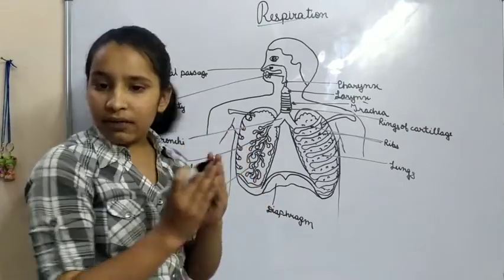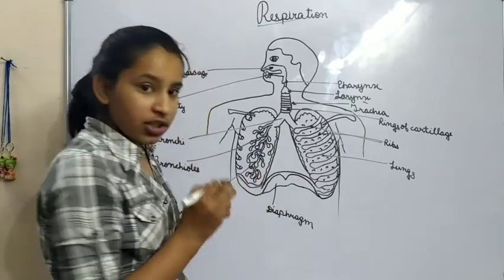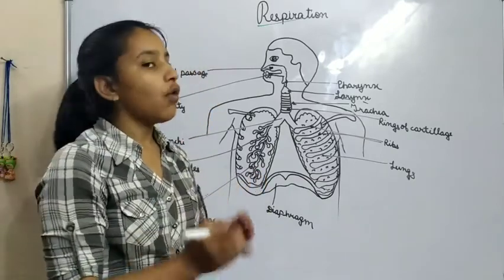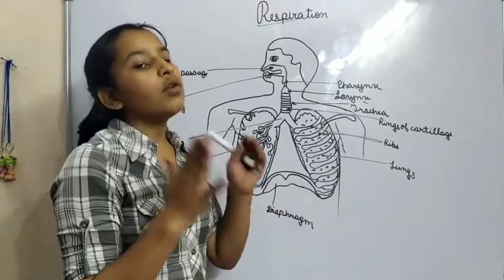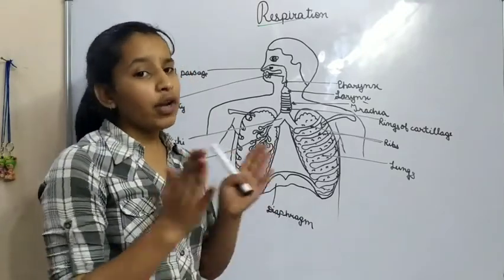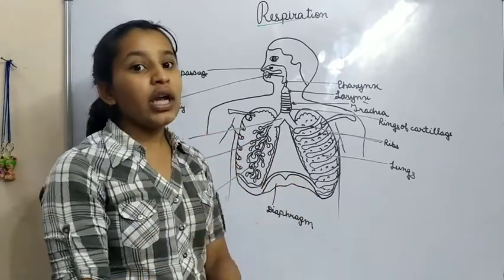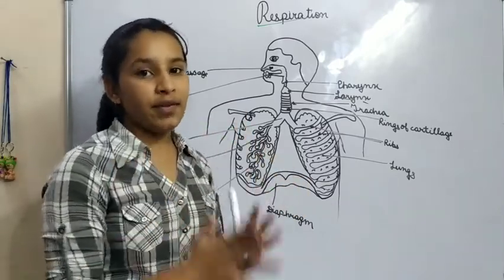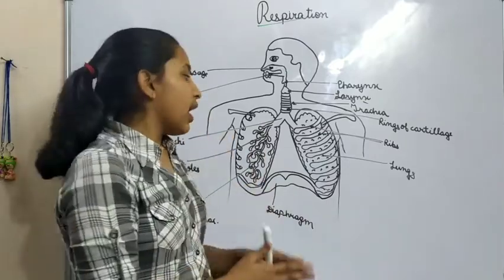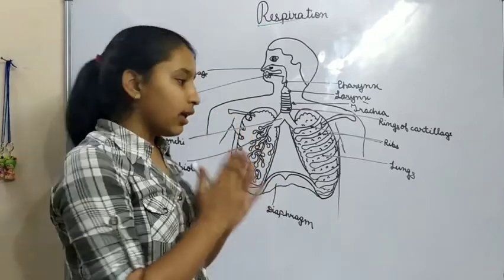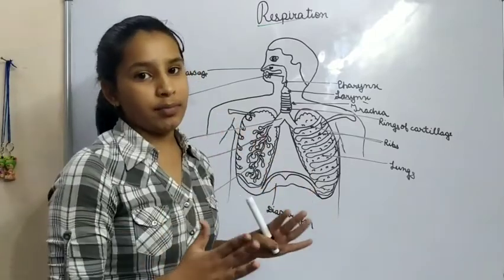And at last there will be a balloon-like structure, which is called as alveoli. Now we will see what are the function of alveoli. So alveoli provide surface area for exchange of gases, and the walls of alveoli are connected with the blood vessels. And the blood vessels absorb oxygen, and they give oxygen to every cell present in our body.